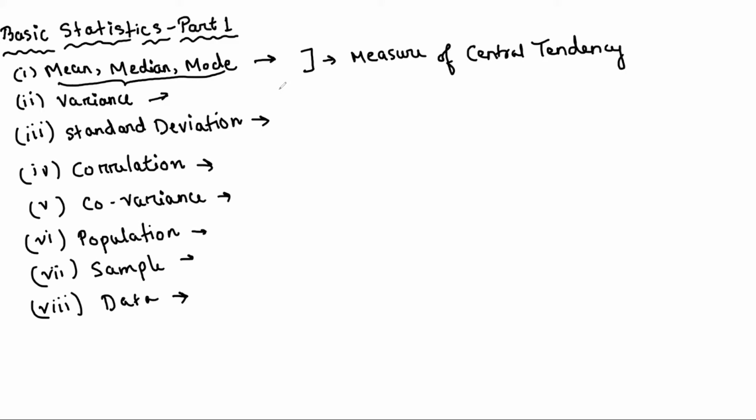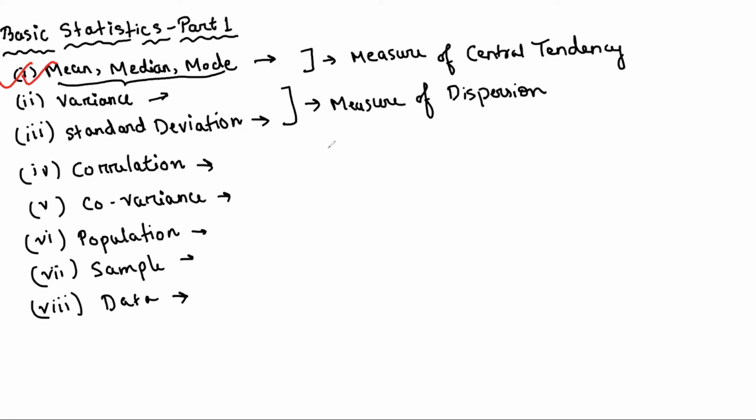When we speak about variance and standard deviation, I will also come to these topics. These are the measures of dispersion. Again, what is dispersion? I will come to that as well. Then correlation, the very word, what exactly does it mean? Covariance, population. What is a population? What is a sample? I will cover all of these topics. Now let's first of all discuss mean, median, and mode.